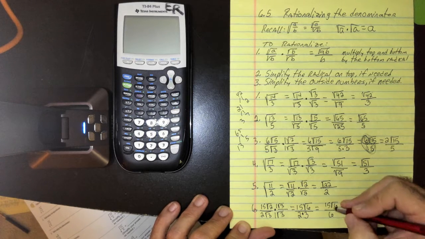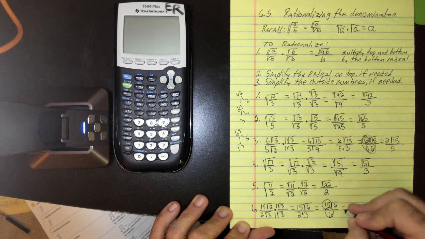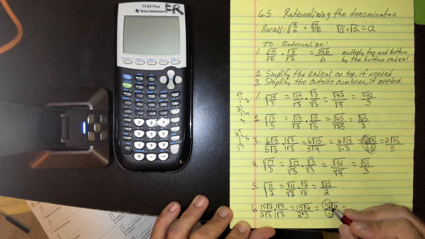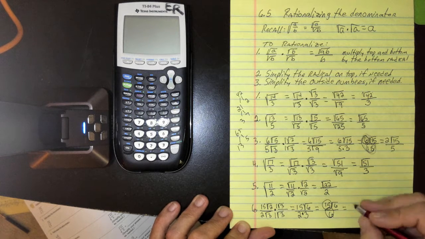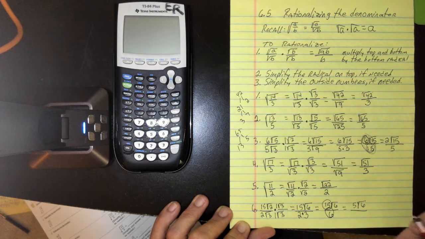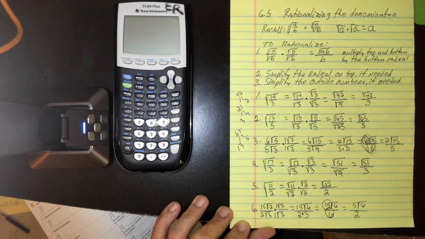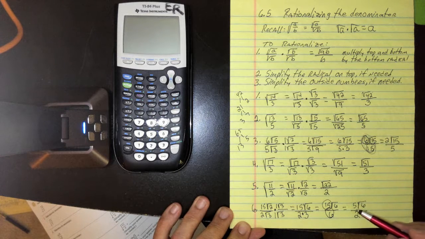And let's see, can we reduce these outside numbers? Yes, they both have 3's in them. 15 divided by 3 is 5, so you got 5 square root of 6 on top over 6 divided by 3 on the bottom is 2. So it looks like my final answer would be 5 square root of 6 all over 2.